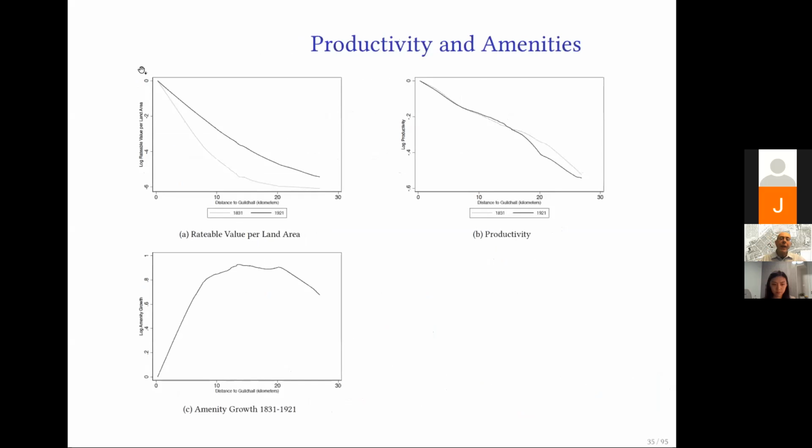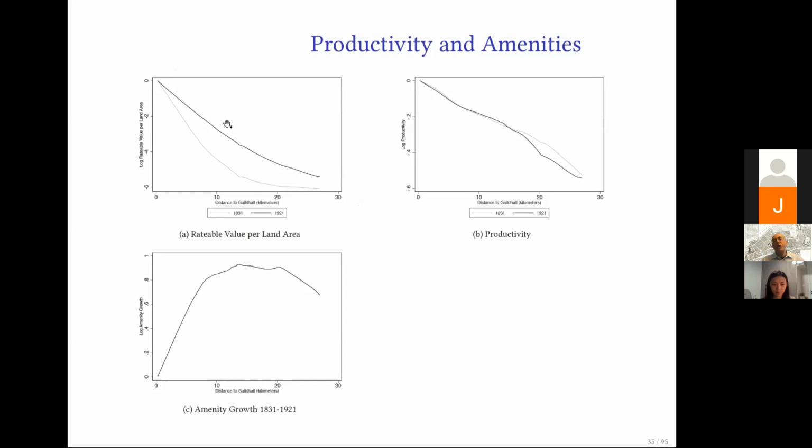So in the top left panel here, we're showing the log of rateable value per unit land area, which is going to be proportional to both the price and the quantity of floor space. And again, I'm graphing log rateable value per land area against distance from the Guildhall here. The black values are 1921 values. The grey plot are the 1831 values. And you see a very familiar pattern. You see that the gradient in rateable values gets shallower over time as the area of developed land in London expands outwards. That gradient gets shallower, so this line is less steeply sloped.